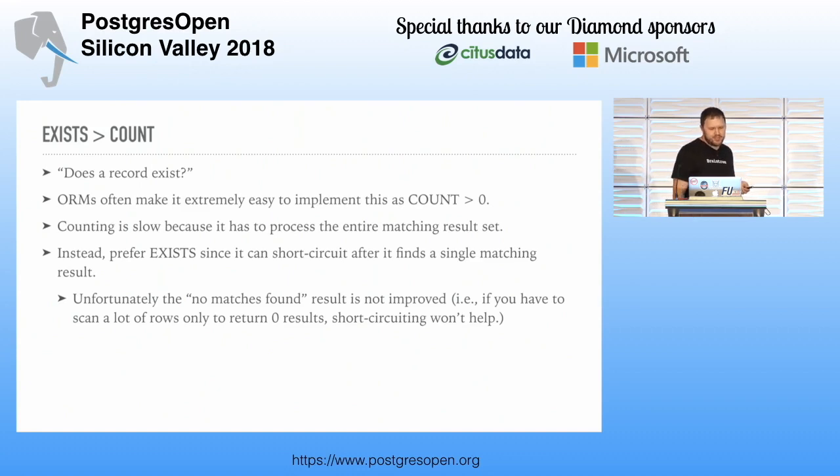Instead, prefer EXISTS and SELECT 1 in a subquery with your WHERE conditions, because it can actually short circuit when it finds a single matching result. But unfortunately, if no matches are found and that no matches was the result of scanning a billion rows, you don't actually improve your performance. There's no short circuiting that can help if you can't short circuit.